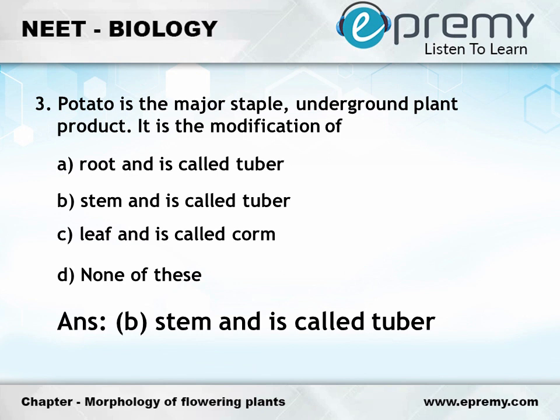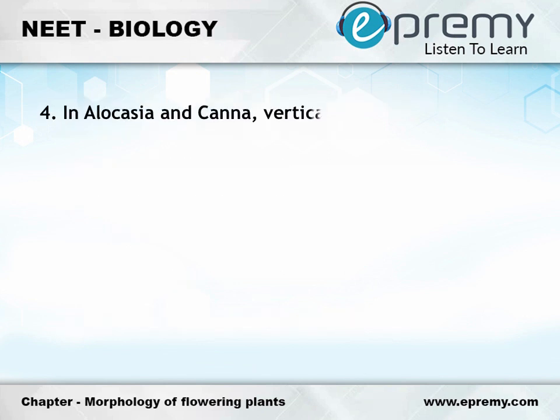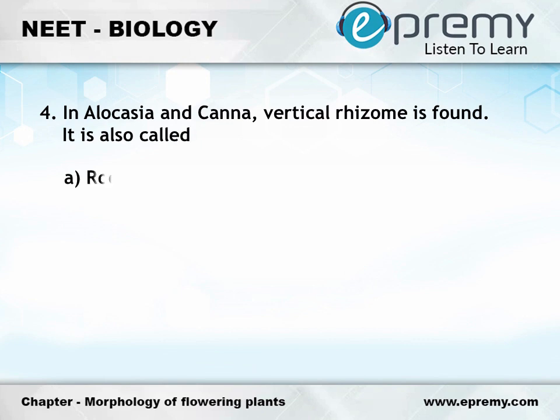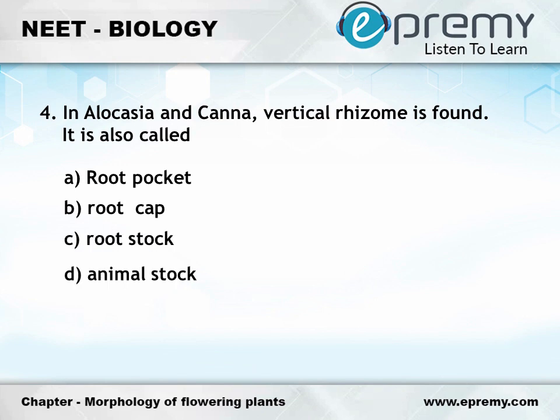Question number 4. In Alocasia and Canna, vertical rhizome is found. It is also called option A, root packet, option B, root cap, option C, root stalk, option D, uneven stalk. The answer is option C, root stalk.